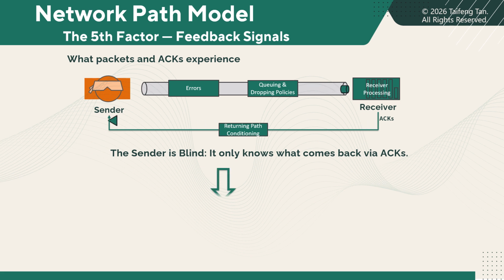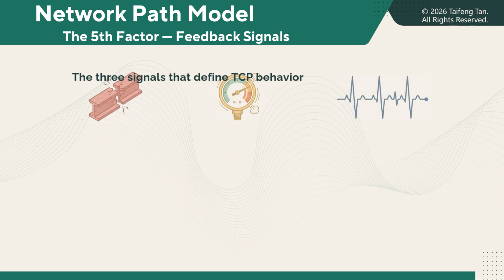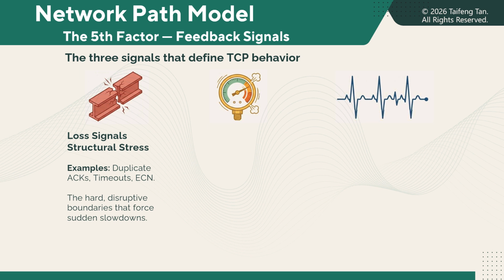We can group these feedback signals into three types. First, loss signals. These are hard signals, like the sound of metal fracturing. They include duplicate ACKs, timeouts, and ECN marks. In traditional algorithms, these signals force TCP to reduce CWND abruptly. They define the lower boundary of stability.